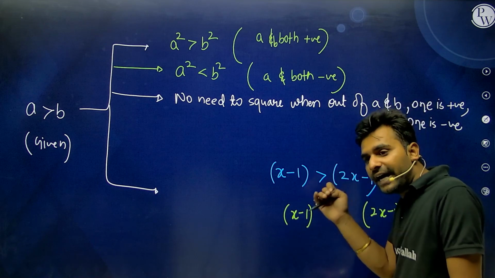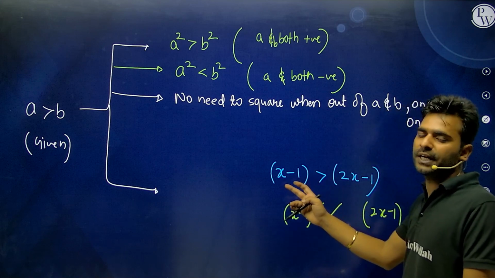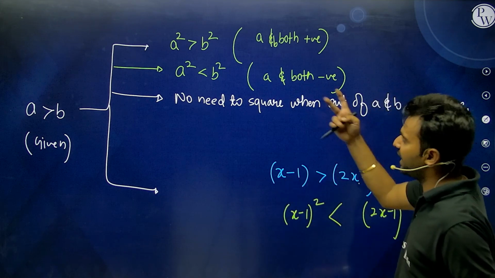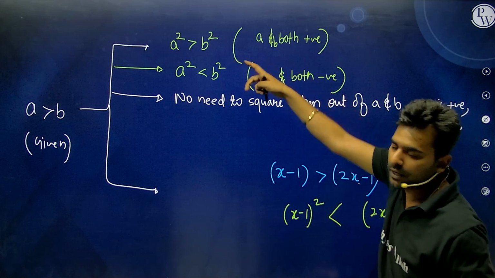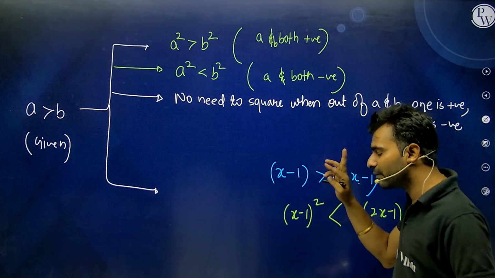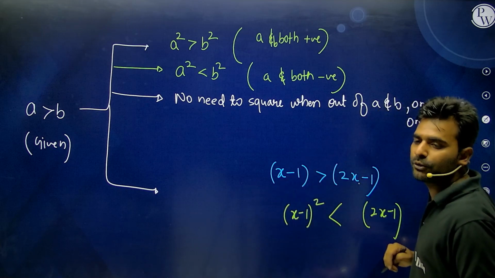So while squaring in an inequality, you should be sure whether the two sides are positive or not. If both the terms are positive, then only square; the sign of inequality will remain the same. But if both the terms are negative, then if you are squaring, the sign of inequality has to reverse. But if one side is positive and one side is negative, you cannot even square.